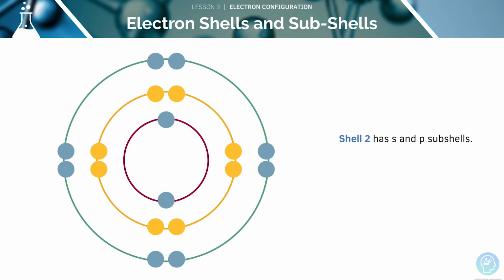Shell 2 is slightly different in the fact that it has an S and a P subshell. This means that some electrons will have more energy than others. Similarly, the third shell will have S, P, and D subshells. This means that there are 3 energy levels within this shell.